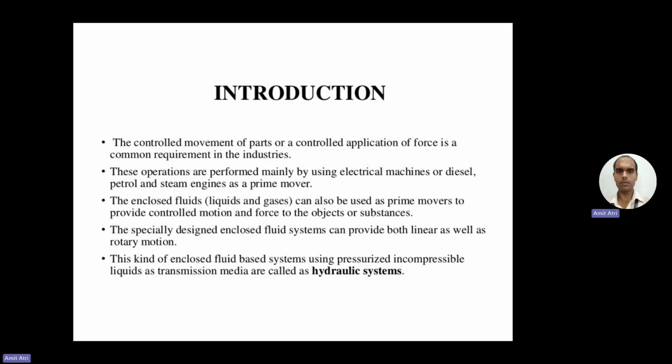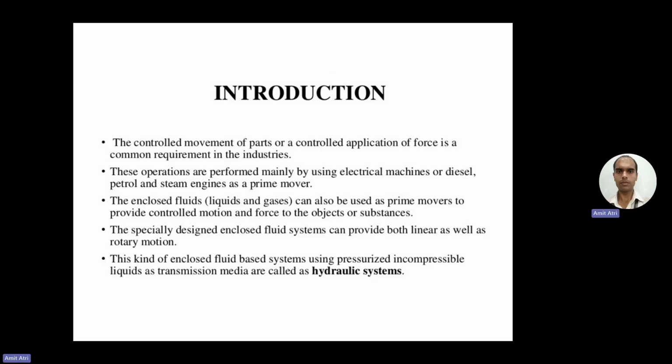The enclosed fluid, that could be liquid and gases, can also be used as prime mover to provide controlled motion and force to the objects or substances. So specially designed enclosed fluid system can provide both linear as well as rotary motion.